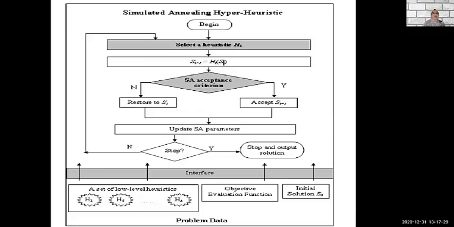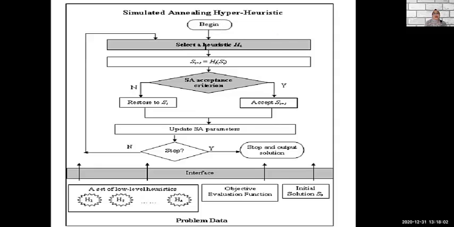So this is an example of simulated annealing hyper-heuristic, same as the common simulated annealing, but we use it as a hyper-heuristic. What is the difference? The difference is the solution that we work with. In the hyper-heuristic, we are dealing with the selection of low-level heuristics. So let's have a look at this.